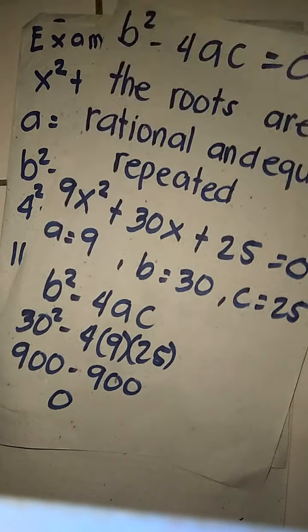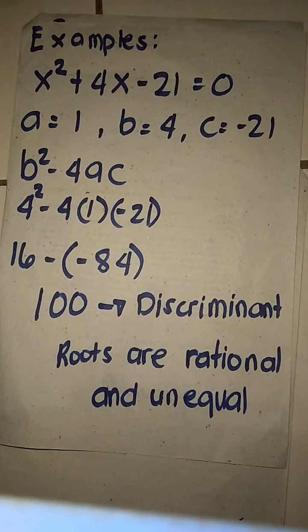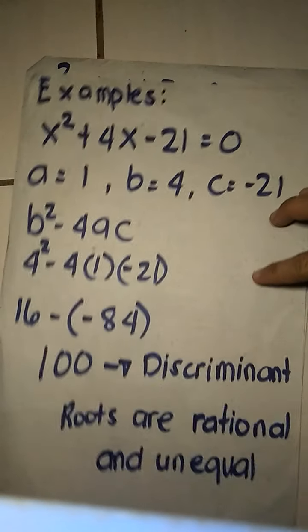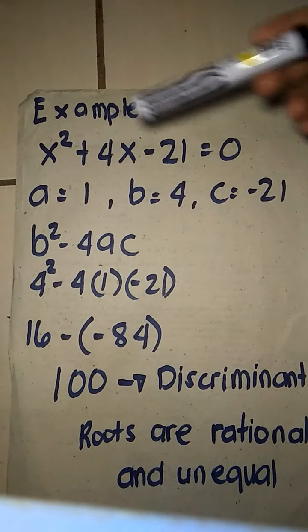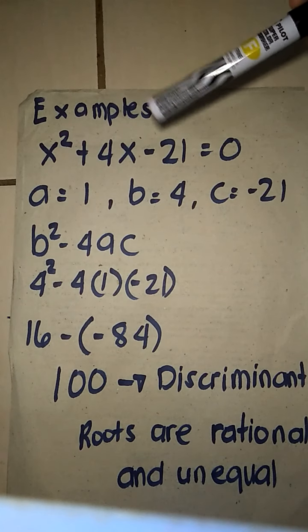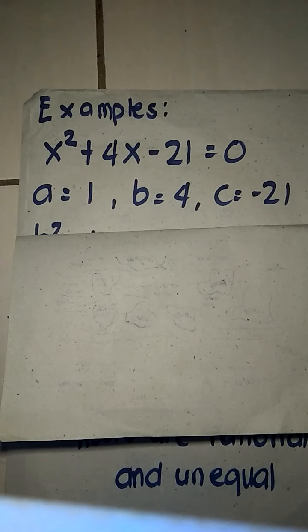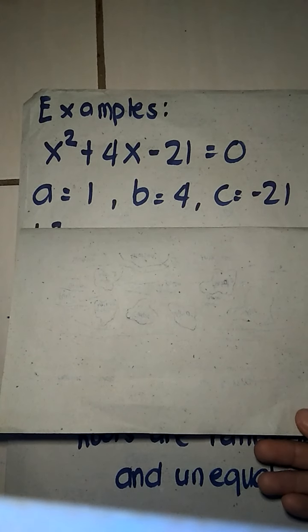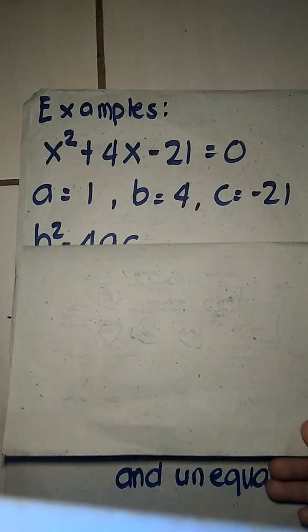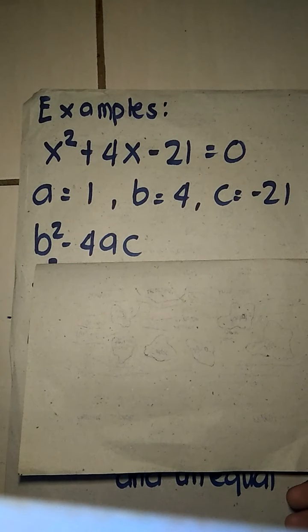Okay, so we have here more examples. We have x squared plus 4x minus 21 equals 0. A is 1. Our B, okay, so our A is 1, B is 4, and C is negative 21. Okay, got it? Then, we have the formula B squared minus 4AC, right?